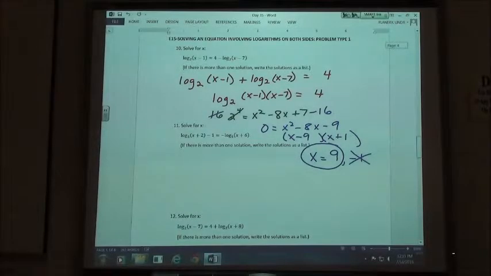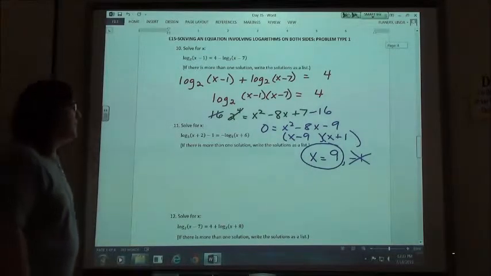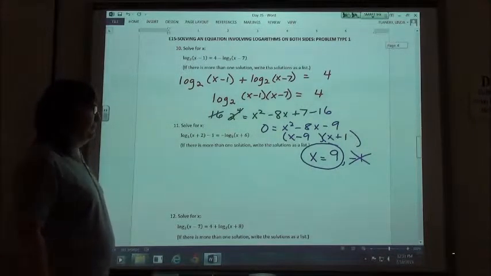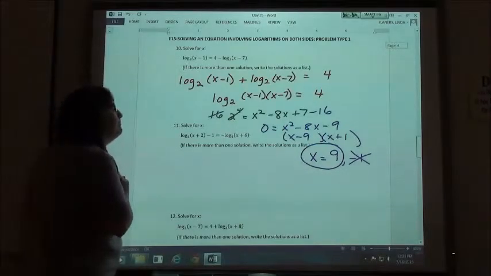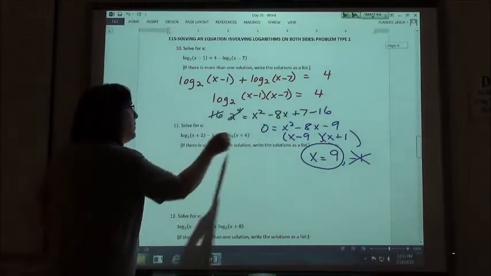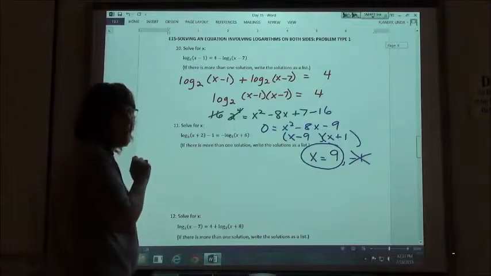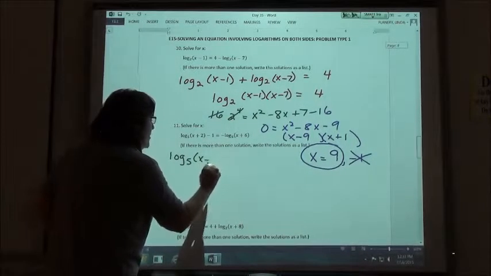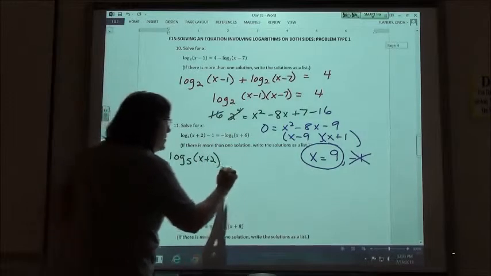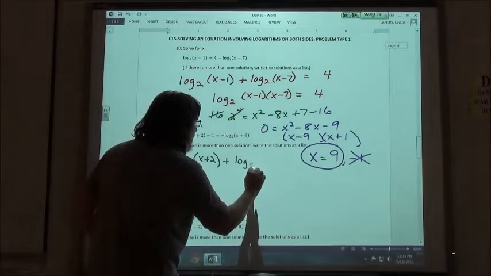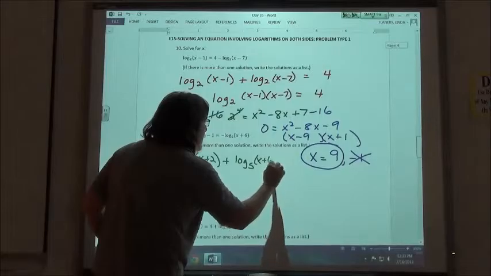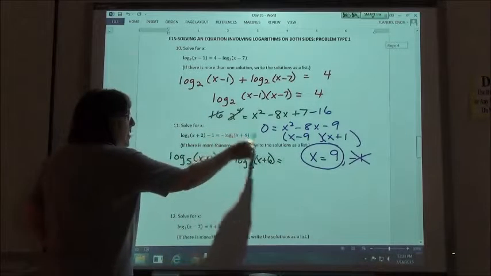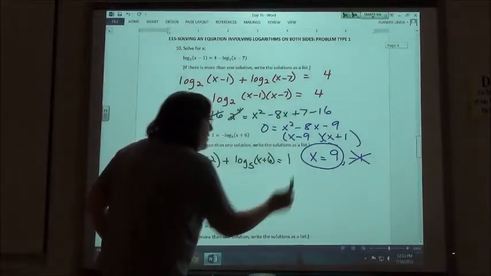Number 11 then. I want to solve that for x. What should I do first? Move your log over. I'm going to move this log over here so I don't have a negative log there. So I'm going to have the log base 5 of x plus 2 plus the log base 5 of x plus 6. And then I also then need to move my number to the right-hand side, so that's going to become a positive 1.